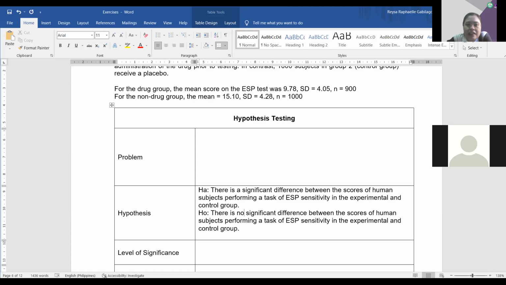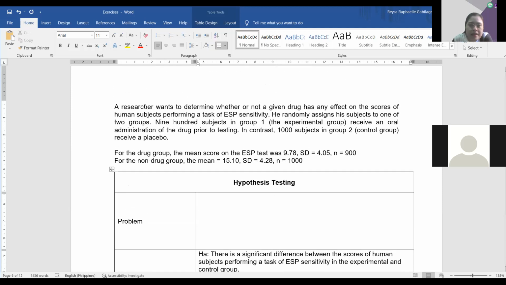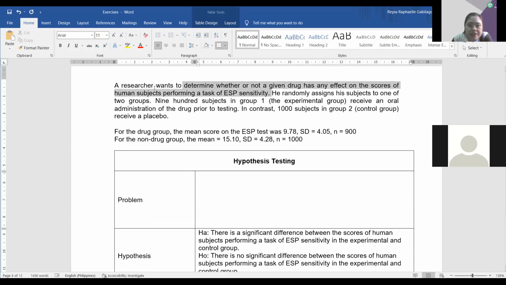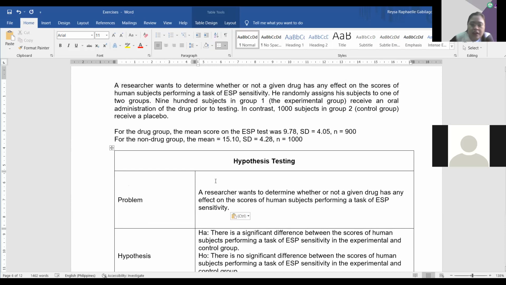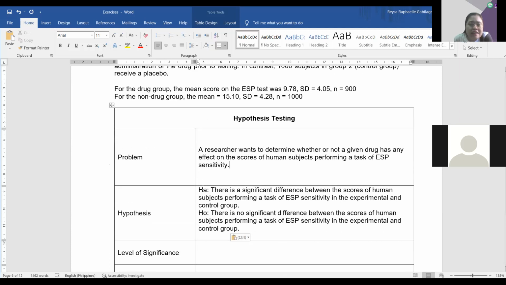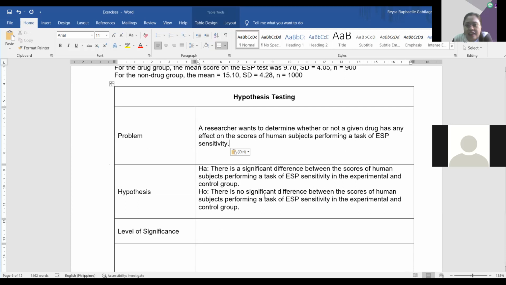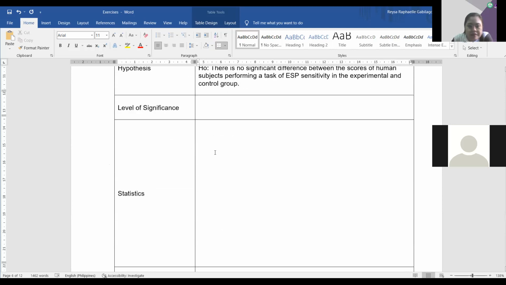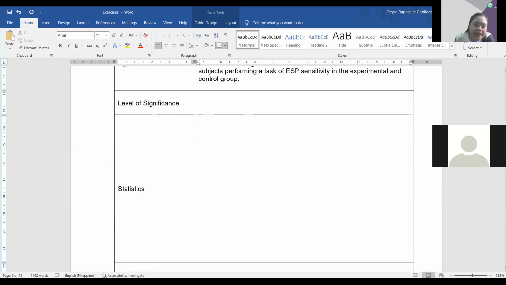Yung effect ng drug, kasi our problem, di ba, is this one. The researcher wants to determine whether may effect ba yung drug or wala. Later class, sa conclusion, we can still answer this even if hindi ganyan din yung pagka-state ng hypothesis. Okay? Now, level of significance.